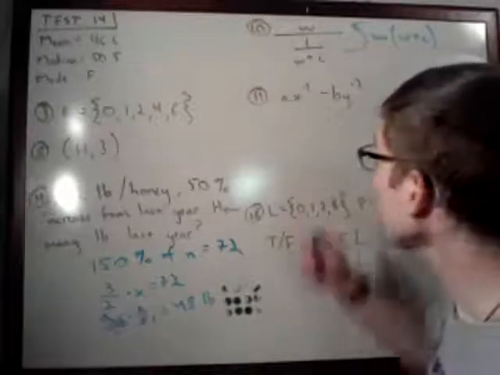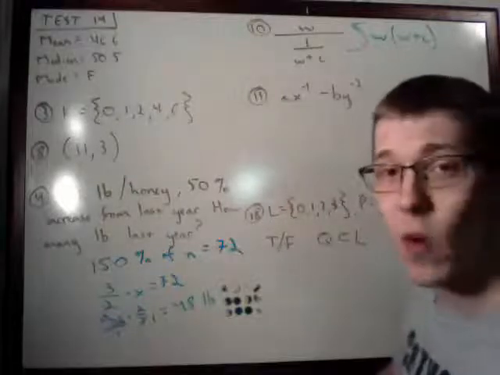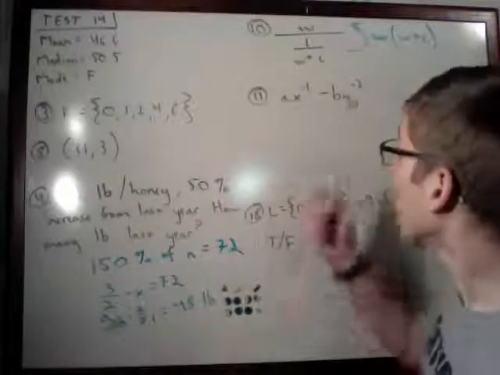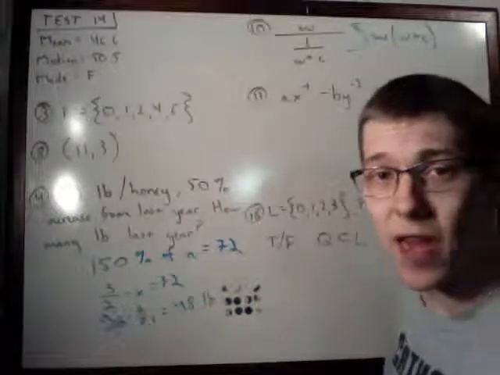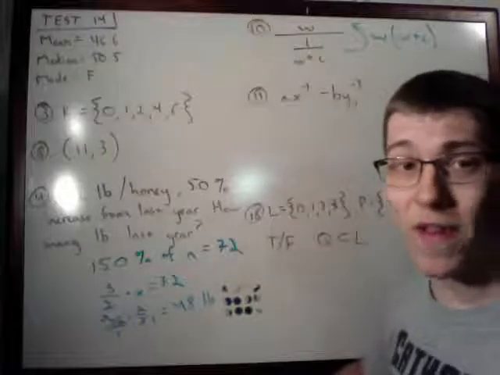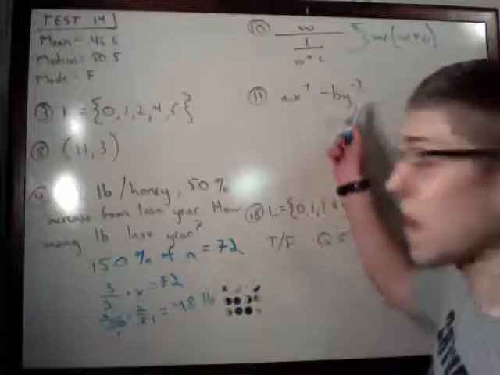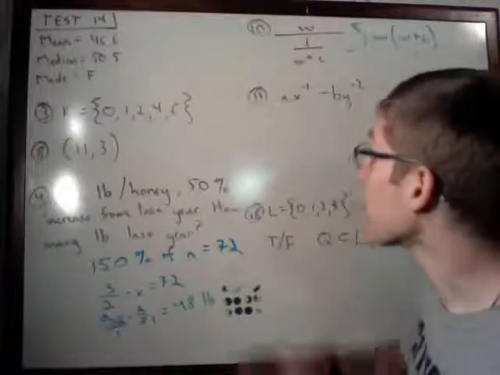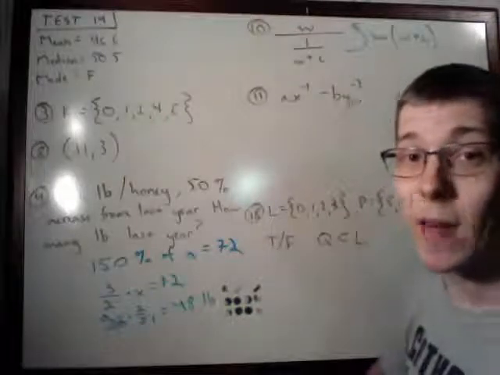Number 11, ax to the negative 1 minus by to the negative 2. Now, you're asked to subtract these, so you might have looked at them and thought, well, those aren't like terms. I can't combine them. Watch out, though. Notice that, first of all, I asked you to combine them, so they probably can be. And second of all, we've got these negative exponents here. So if we rewrite these in a slightly different way, we're going to see that we can combine them.